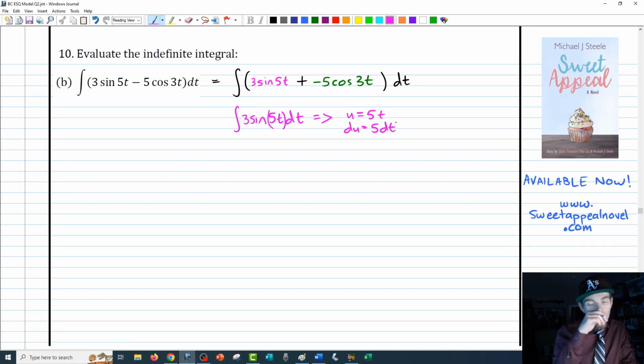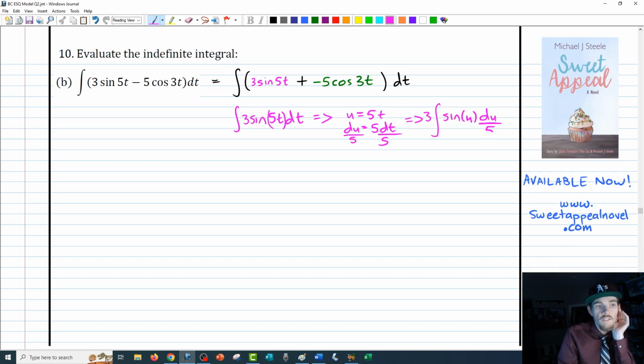In a sense, you're basically lining up all the pieces for the chain rule to work out. Given this, we could also divide both sides by 5 and get that dt is equal to du over 5. So in here, if we bring out the scalar of 3, we're going to get sine of u in the integrand, and dt will be replaced by du over 5. So of course, this is going to get us two things. It'll get us that scalar of 3/5.